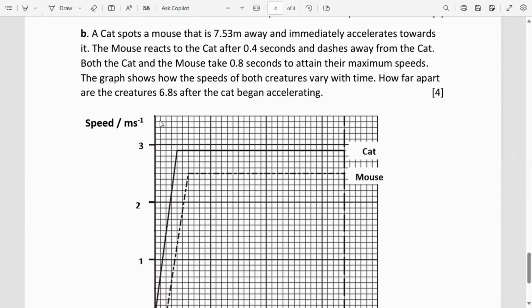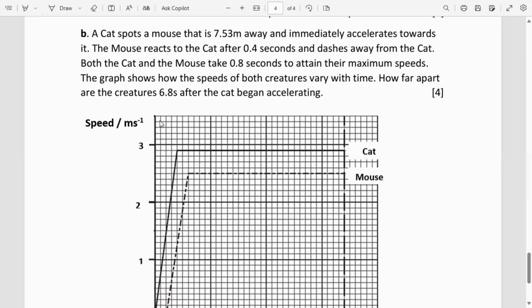So this question is very simple. There's nothing really complicated about this one. You just have a cat which is chasing a mouse. So the points we're supposed to really take note of is that the cat starts running first before the mouse started running. And also one very important point is that the cat was standing 7.53 meters away from the mouse. So which means the mouse was already in front of the cat by 7.53 meters.